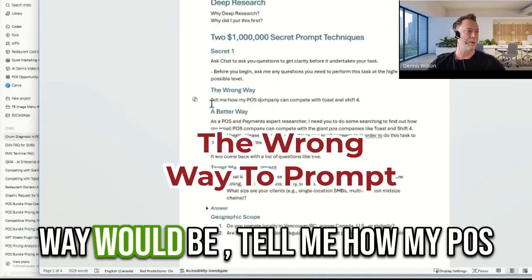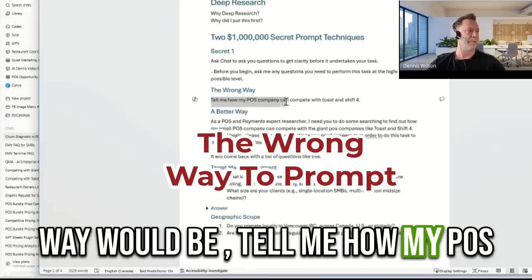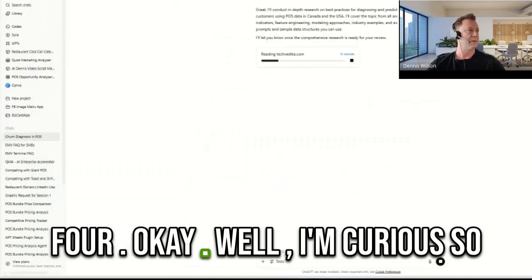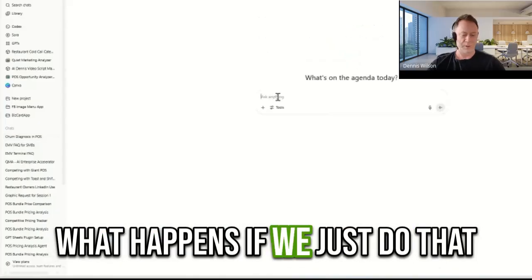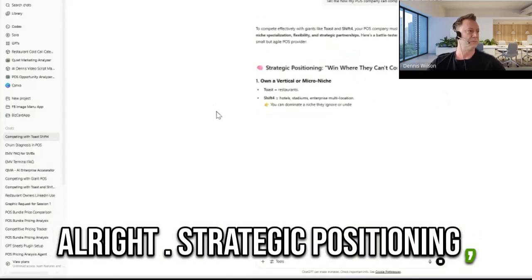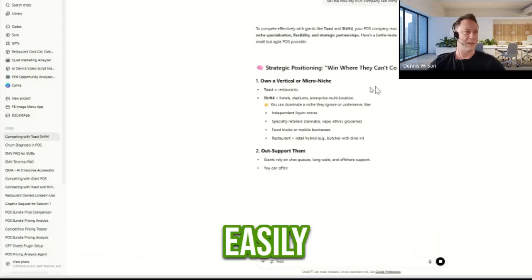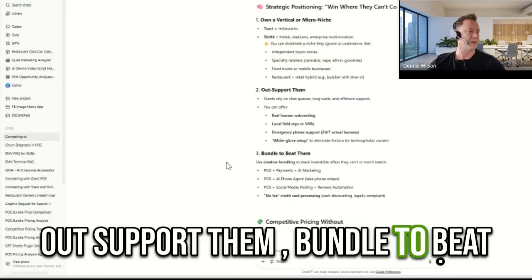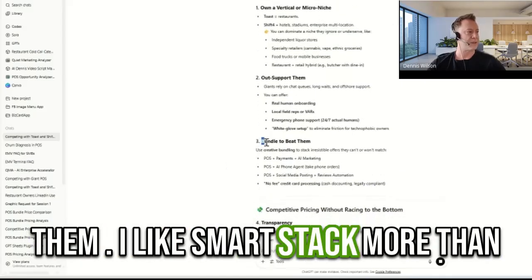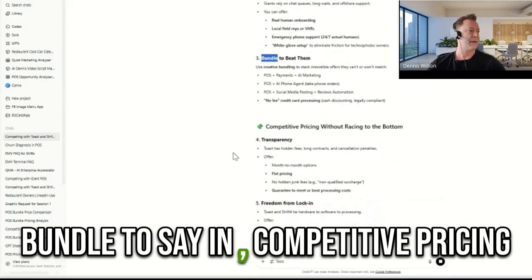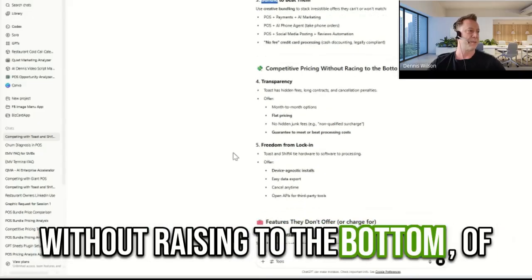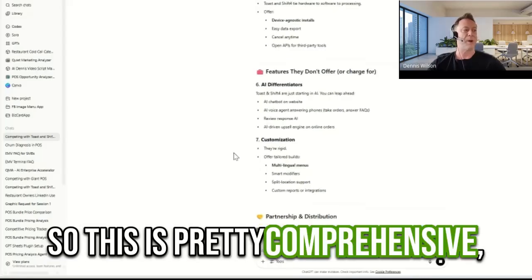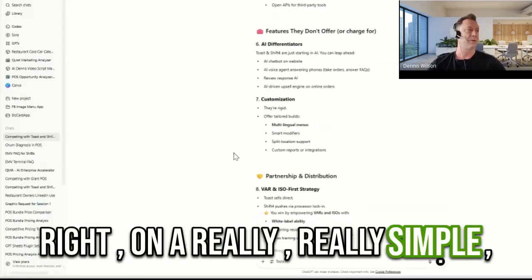So the wrong way would be, tell me how my POS can compete with Toast and Shift 4. Okay, well, I'm curious. So what happens if we just do that? All right, strategic positioning. Win where they can't compete easily. Out-support them. Bundle to beat them. I like Smart Stack more than Bundle, just saying. Competitive pricing without racing to the bottom, of course. Features they don't offer. So this is pretty comprehensive, right? On a really, really simple, crappy prompt.